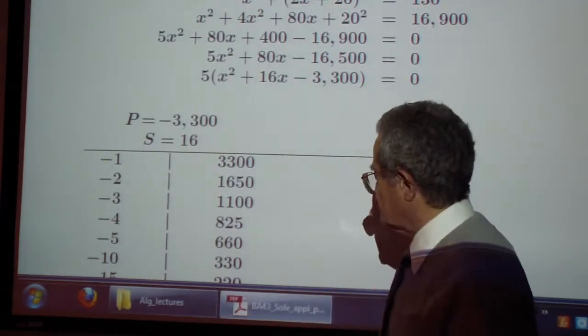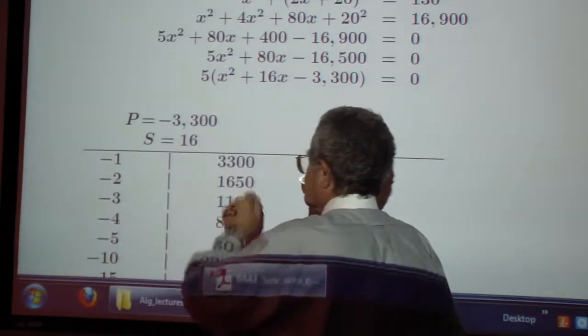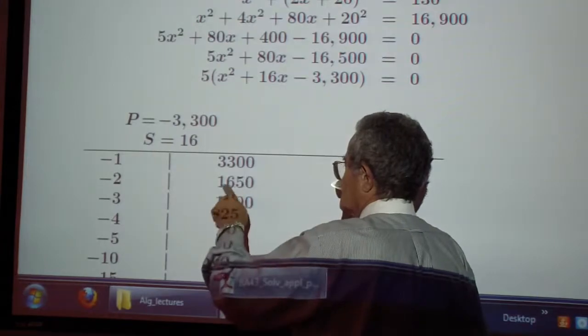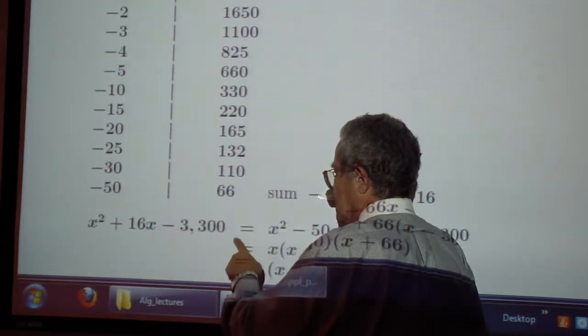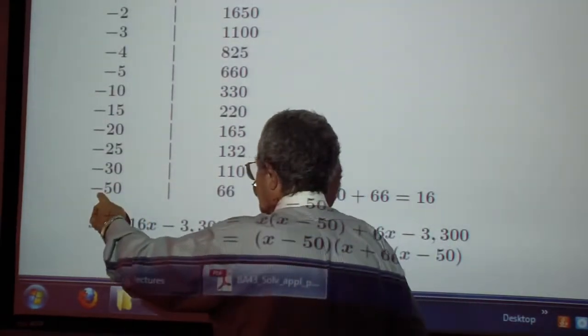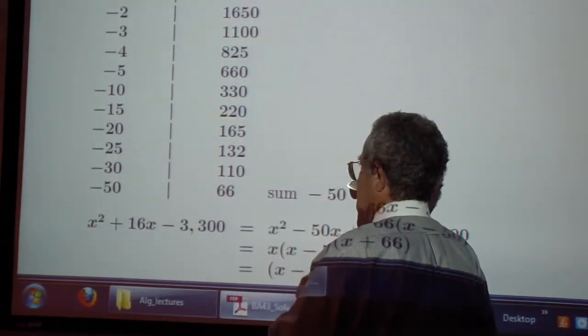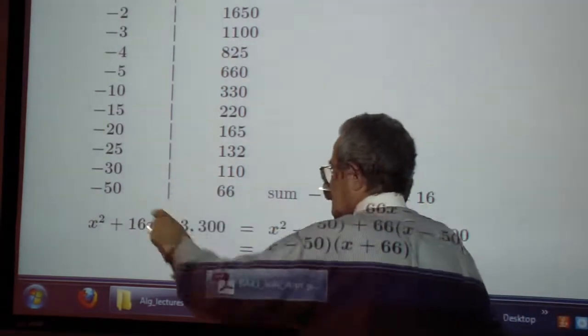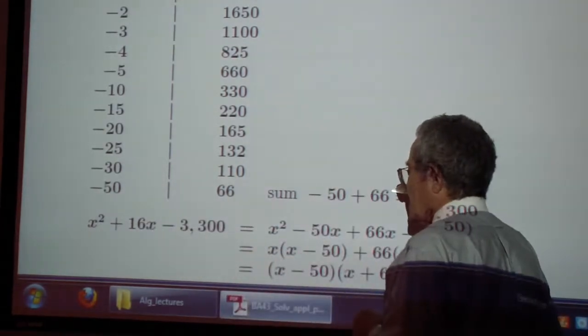Okay, 1 times 3,300, negative 2 times 1,650, and so on, until you reach negative 50 here, 66 here. The sum is 16, like we needed, and the product is 3,310.